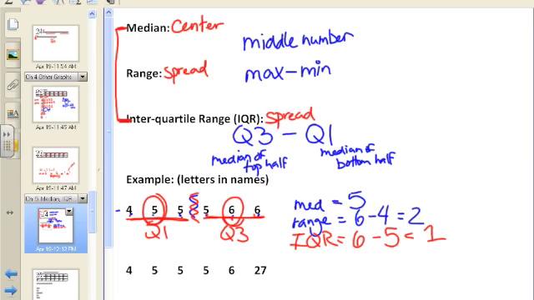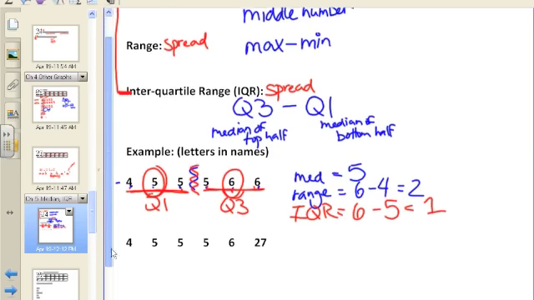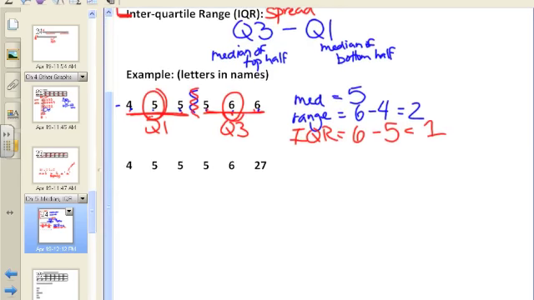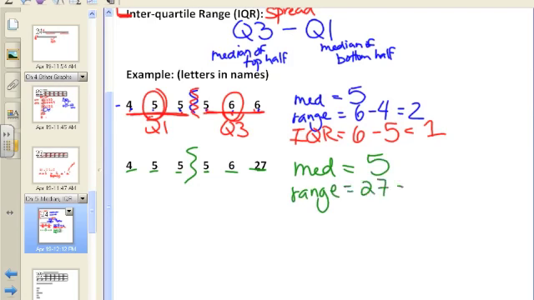All right, let's look at it one more time, but this time I've put in some numbers that are just a little bit bigger. Instead of a 6, I put in a 27, just so we can see what happens. So for the median, again, I'm going to find that middle value. So 1 from each side until I find the middle. It's right here between the 5s. So our middle value here is 5. On my range, I take the biggest number, 27. I subtract the smallest number, that's 4. And I get a range of 23.